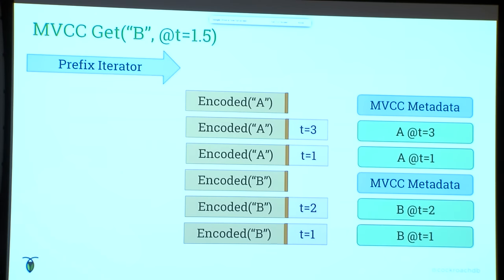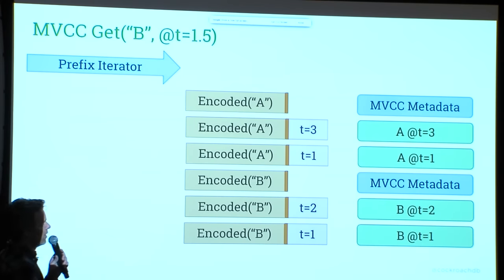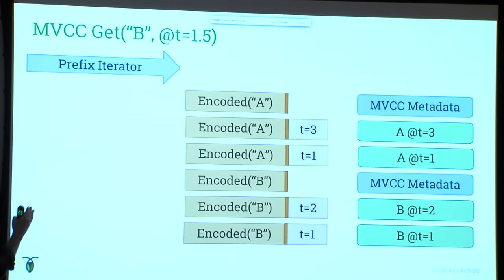So if we want to step through an MVCC get in Cockroach, we're actually using a pretty cool feature of RocksDB, which is a prefix iterator. What this allows you to do is rely on bloom filters when you're doing seeks within a set of keys that have a certain prefix. And this works out very nicely in this model, because we do have a prefix. The prefix for the MVCC metadata and all of the versions for A is going to be the same.